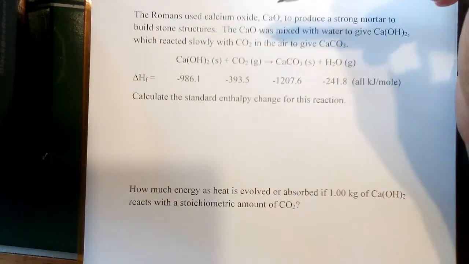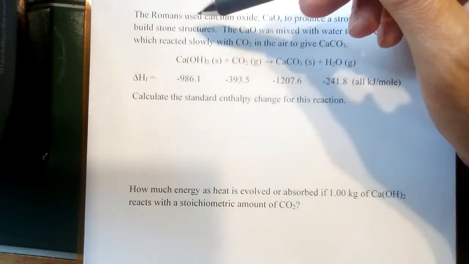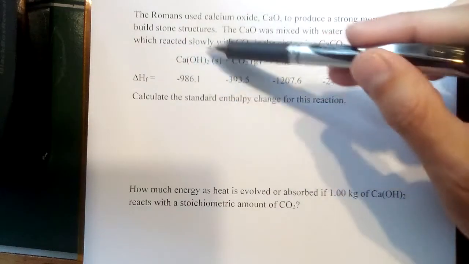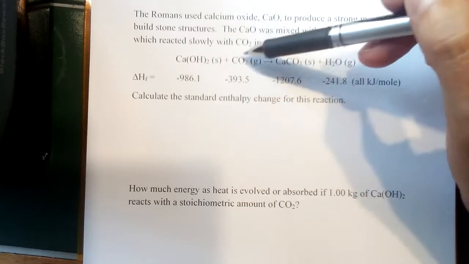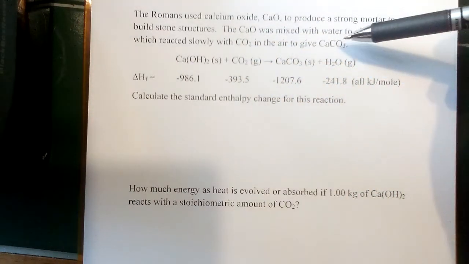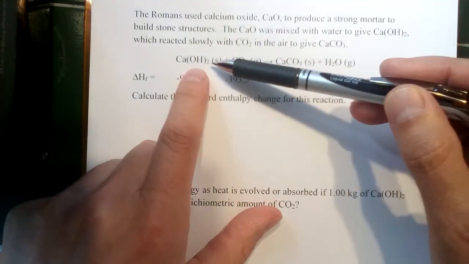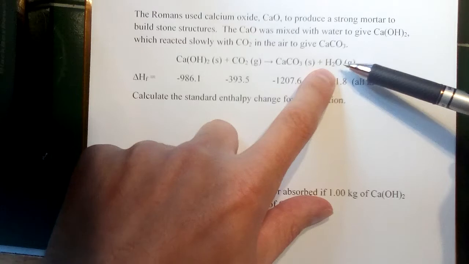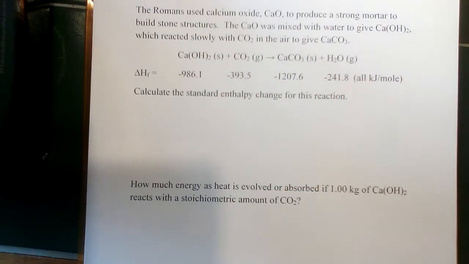So it says Romans used calcium oxide to produce a strong mortar to build stone structures. Calcium oxide was mixed with water to give calcium hydroxide. That's what we have here in our reaction. Calcium hydroxide then reacts with CO2 and forms calcium carbonate. So we've got our calcium hydroxide reacting with 1 mole of CO2. We get calcium carbonate. We get some water, and the water is going to evaporate away here in this process.